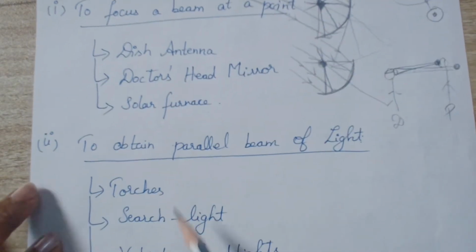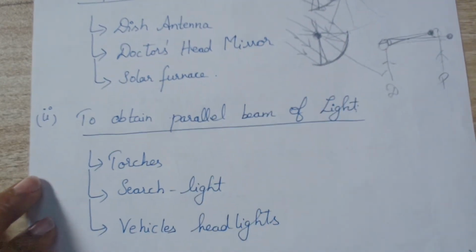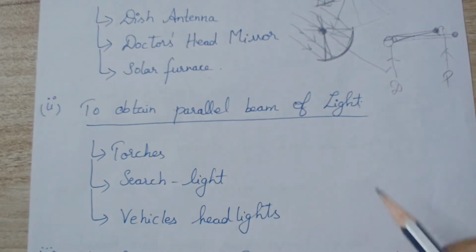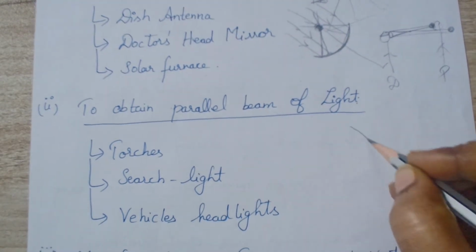Okay, next, to obtain the parallel beam of light. What is the purpose of a torch? We will point at something and we will search for something, right? We will point at anything, and if you switch on your torchlight, you will get a parallel beam of light, right? When will you get the parallel beam of light? When the light source is kept at the focus point. You know that.